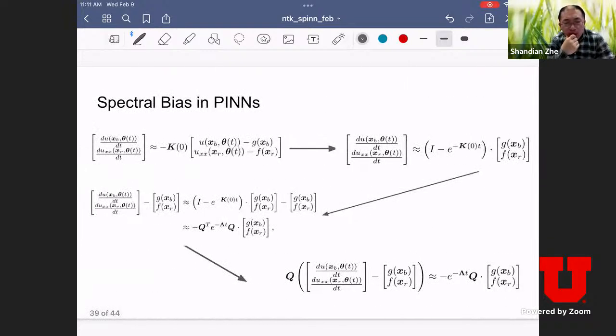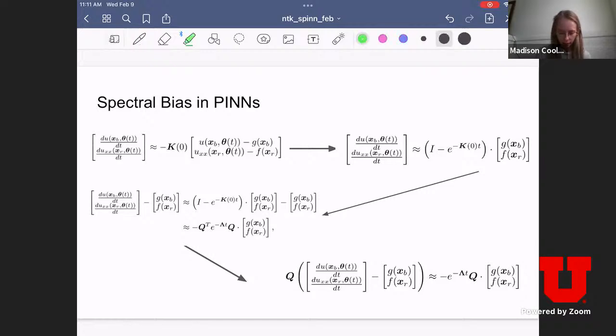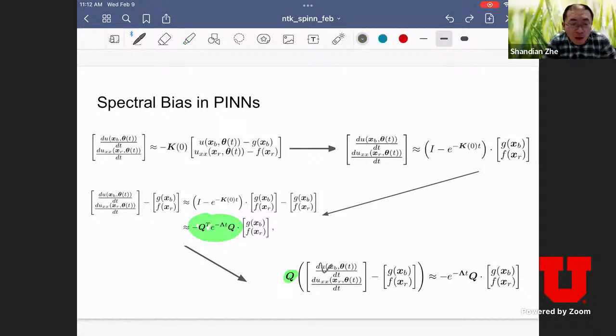SVD gives 3 matrices. So they get this here, and then they rearrange this formula, move the Q to the left, to get this last equation. Okay, so they decompose K. They decompose K in the form of SVD.